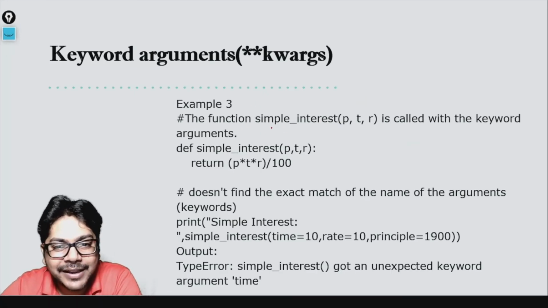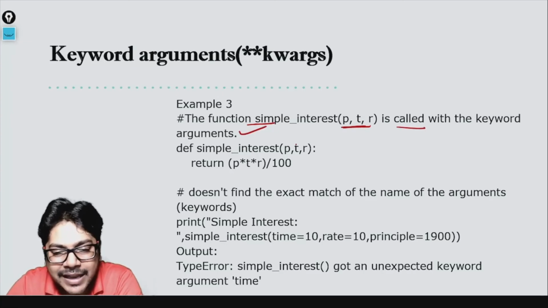Now look at this example here. So here the function simple interest PTR is called with the keyword argument, and this is the same example that is there, right?